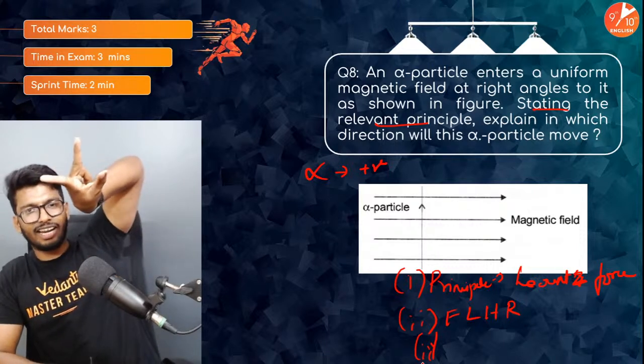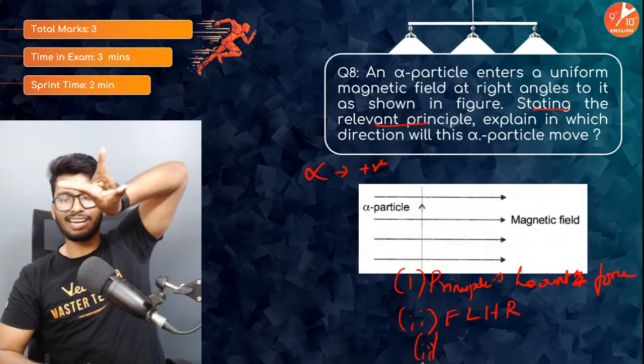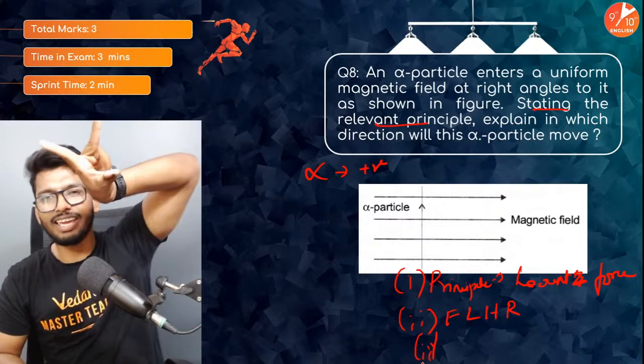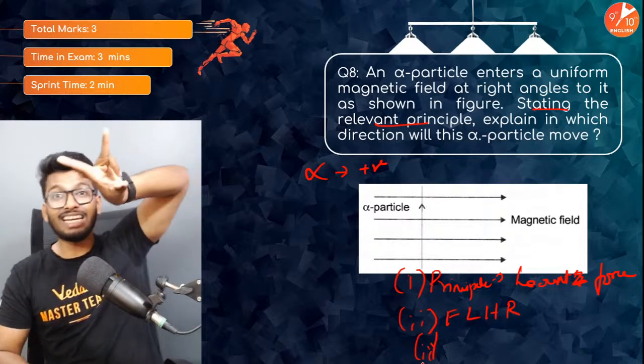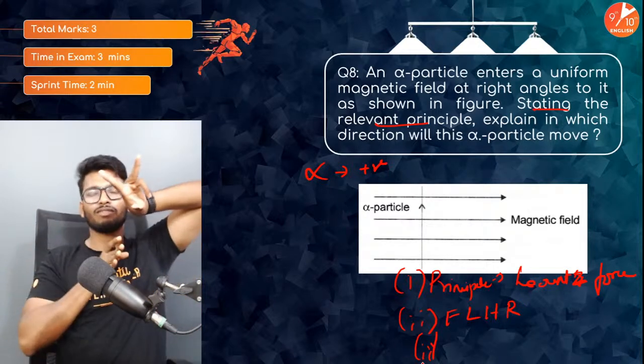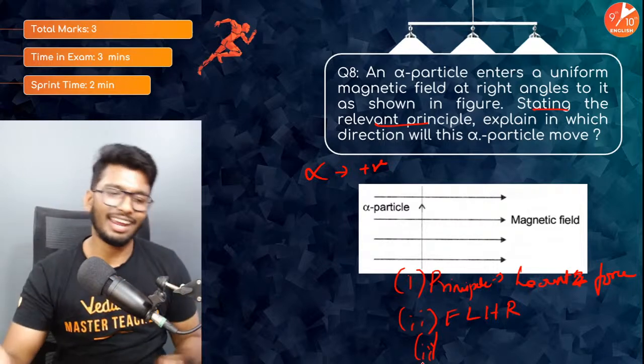So it's going in the upward direction. Your middle finger is pointing upwards, and your index finger is going in this direction. What is the direction of the force on the alpha particle? It will be into the page. Basically, it's going to go in. You can say it's from south to north direction, or you can just mention into the page.